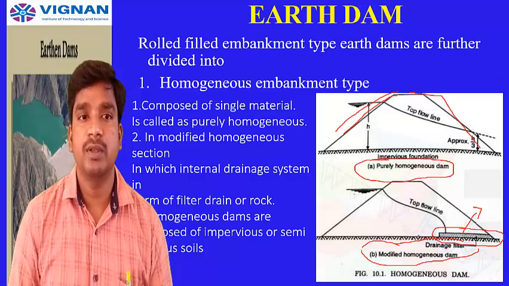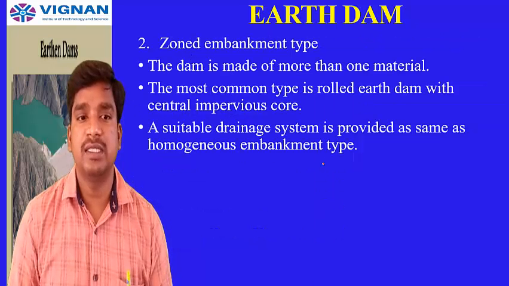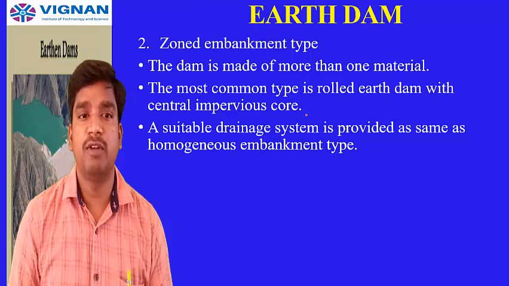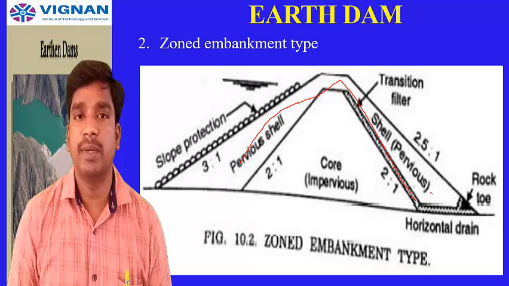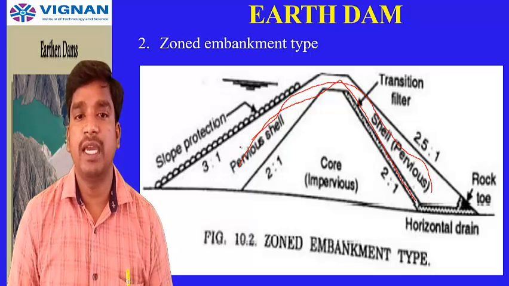Okay, now coming to the zoned embankment type, already discussed. This zoned embankment type uses more than one material. Here you can see this one is constructed with one material. Whatever this upper portion is, it is constructed with one material and forms one zone.